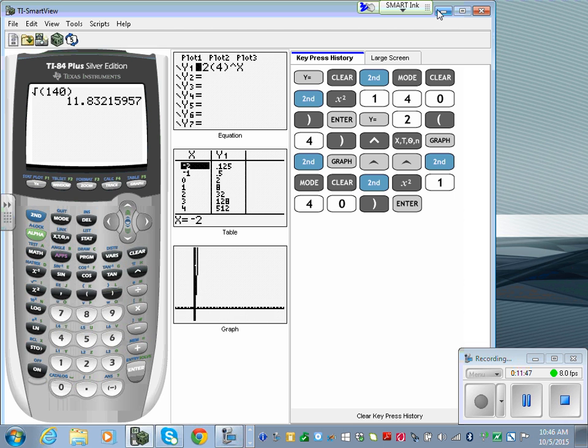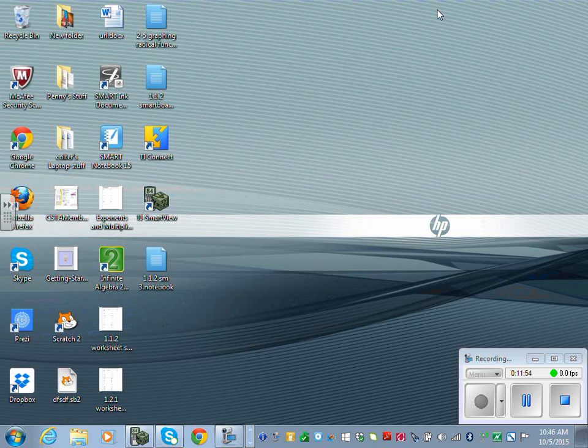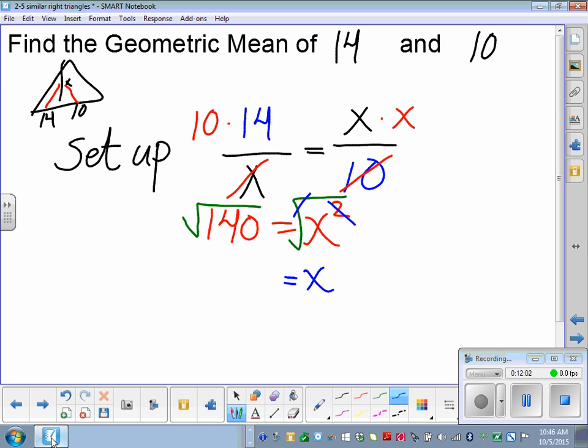11.8. Now we'll round to one decimal place today. 11.8. Did everybody see how to do that? You're going to be using that a lot today. Okay. We get x is equal to 11.8. That was the geometric mean.